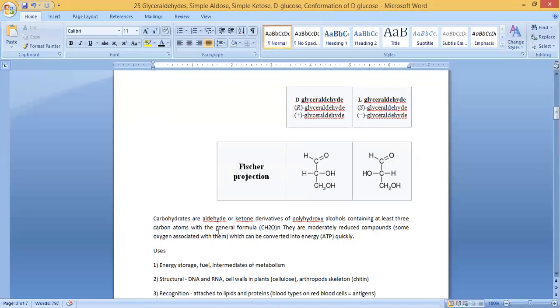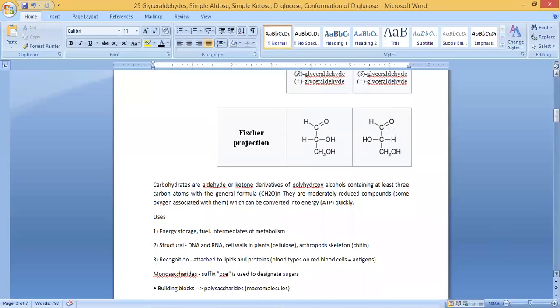So generally carbohydrates are aldehyde or ketone derivatives of polyhydroxy alcohol containing at least 3 carbon atoms, which is present in glyceraldehyde. So the general formula is CH2O, and they are moderately reduced compounds which can be converted into energy, ATP. So what are the uses of carbohydrates?